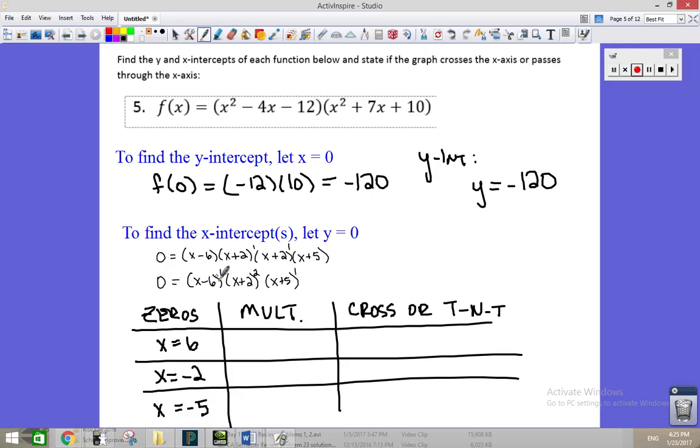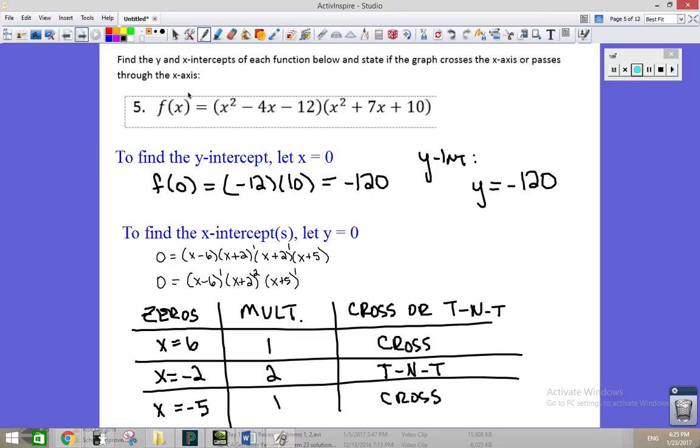At x minus 6, the multiplicity is 1 because that exponent there is 1. At x plus 2, the multiplicity is 2. That exponent there is 2. And then another 1 because that exponent is 1. When the multiplicity is odd, it's doing a cross. When the multiplicity is an even number, it does a touch and turn there. This is odd, so it's doing a cross. So there's our answer for number 5.